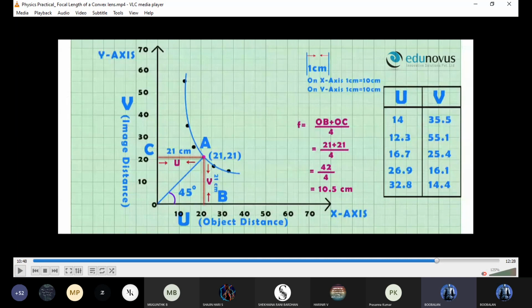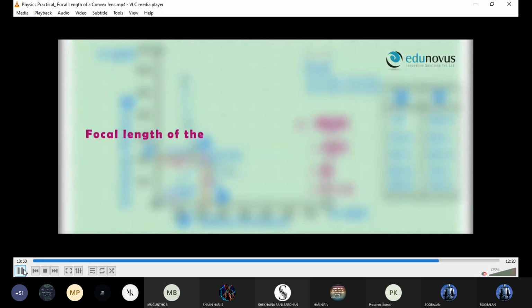These are 3 values. First value, long distance method. Second value, UV method. Third, graphical value. So both are also similar. Then the focal length of the lens is correct. This is the final result.